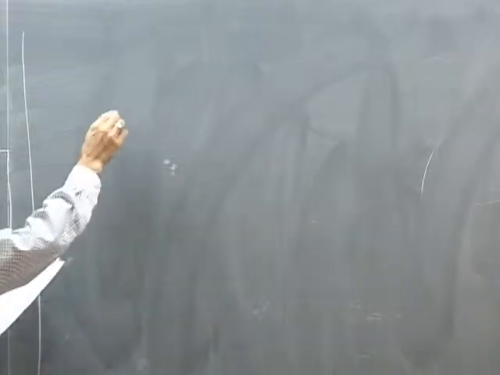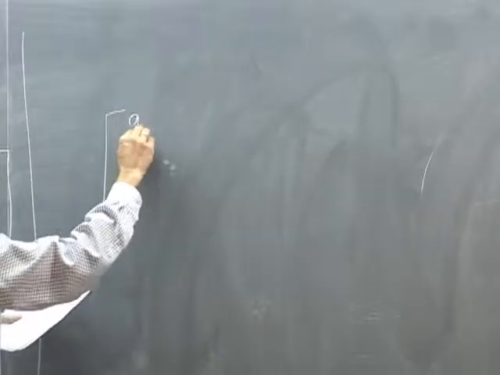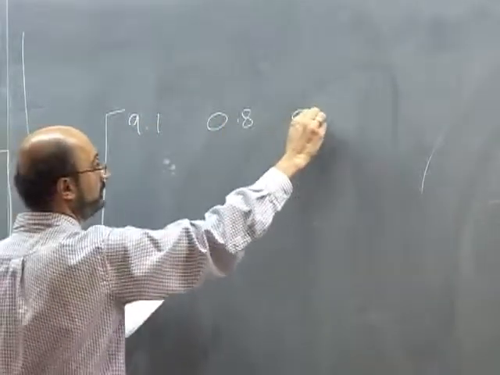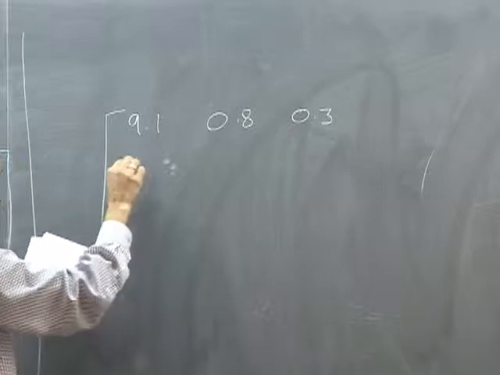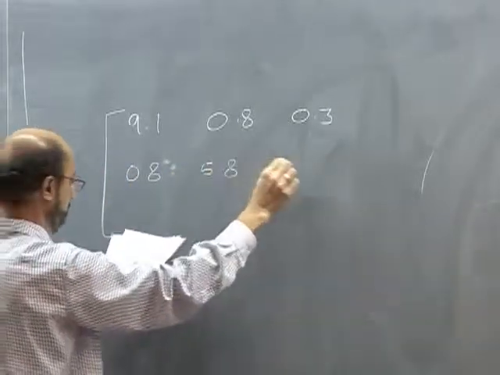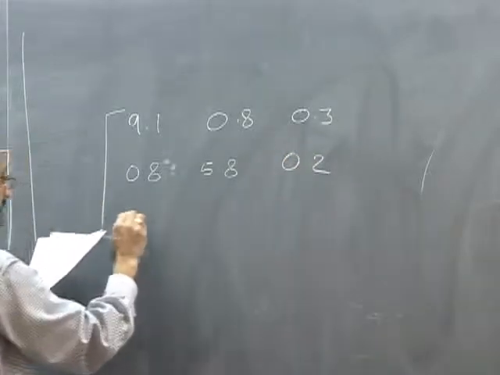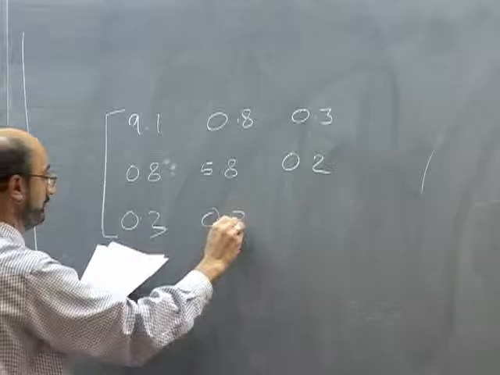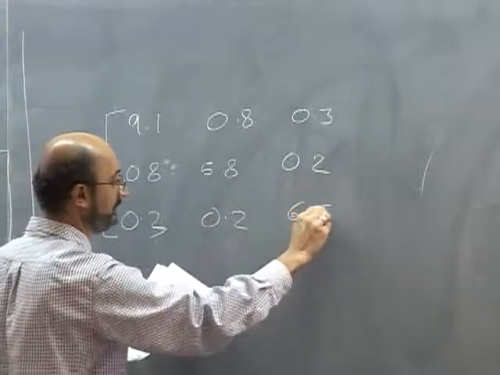So let's take this matrix over here: 9.1, 0.8, 0.3, 0.8, 5.8, 0.2, 0.3, 0.2, 6.5.